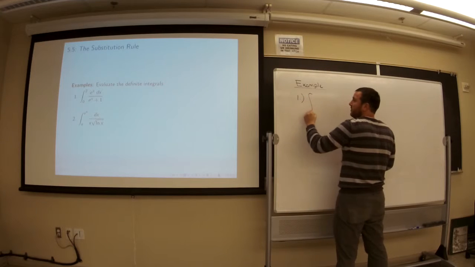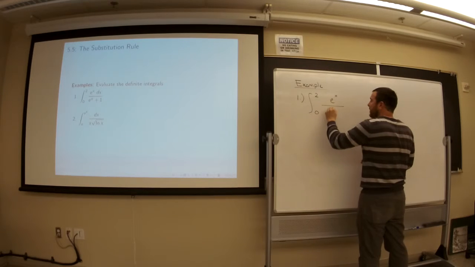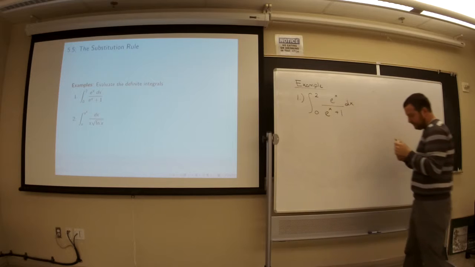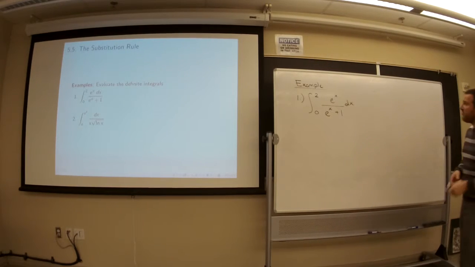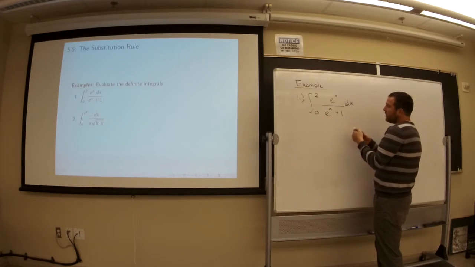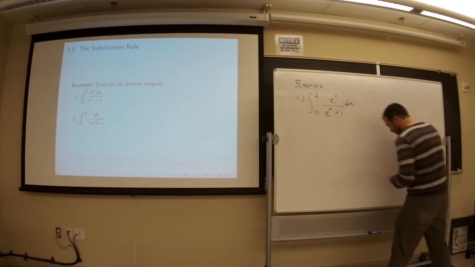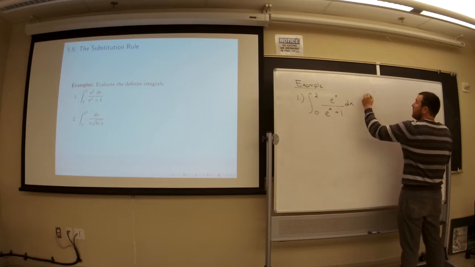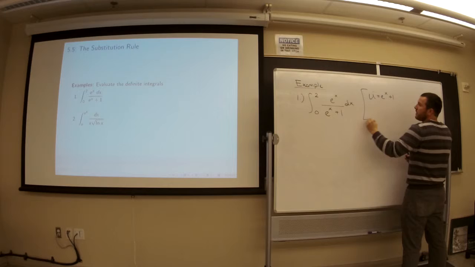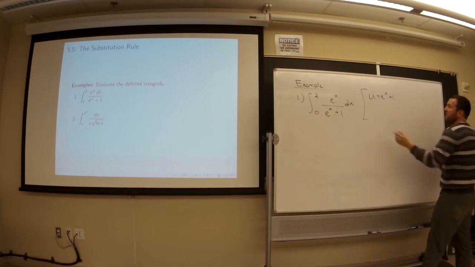For our first one, the integral from 0 to 2 of e to the x over e to the x plus 1 dx. Okay, so the composition of functions here is this 1 over x squared plus 1. So we want to set u equal to that inside, e to the x plus 1. And then we should see that we've got exactly the derivative of u sitting up there, so this should work really well.